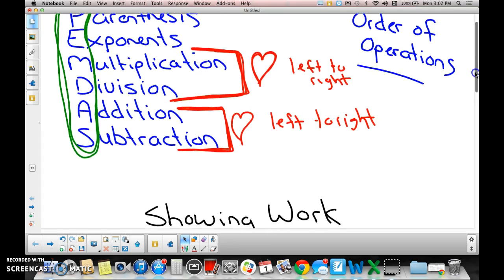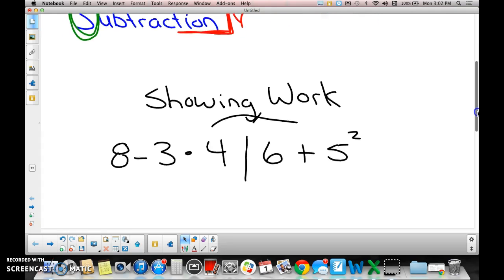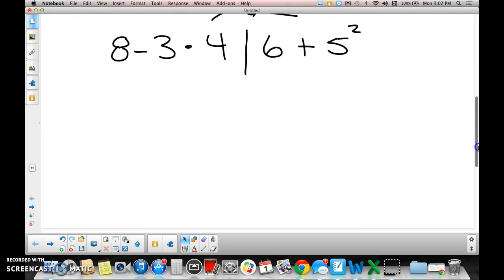When you are solving these problems, you're going to be showing your work in your Notability document step by step. I need to see everything. So you are going to do one step at a time. When you look at this first problem, 8 minus 3 times 4 divided by 6, remember this is a division sign, is how it's going to show up in your Schoology, plus 5 squared. You're going to follow order of operations with PEMDAS, and you're going to show each step at a time.